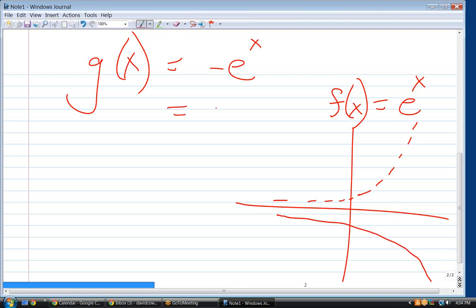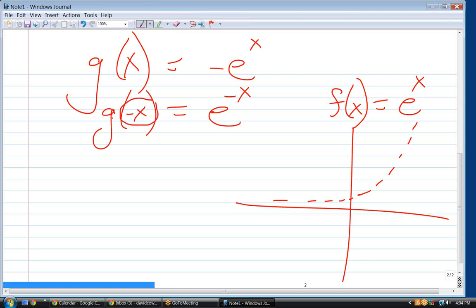How about if instead of minus e to the x, I just said e to the minus x? What does that look like all by itself? Would it be flipped over the y-axis? Correct. In other words, this represents g of minus x. Whenever you have a g of minus x, that is a reflection over the y-axis. So it would look like that.